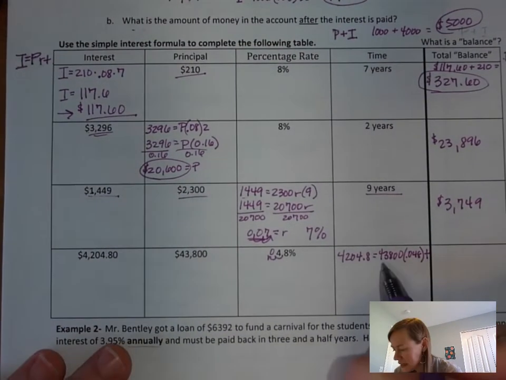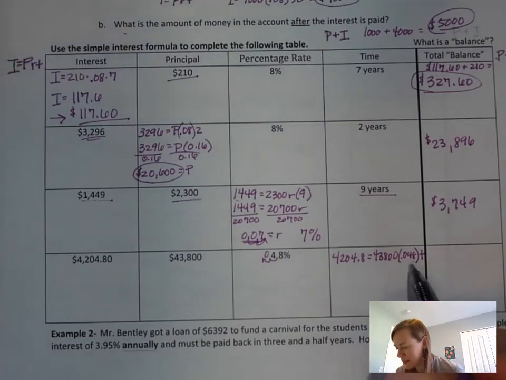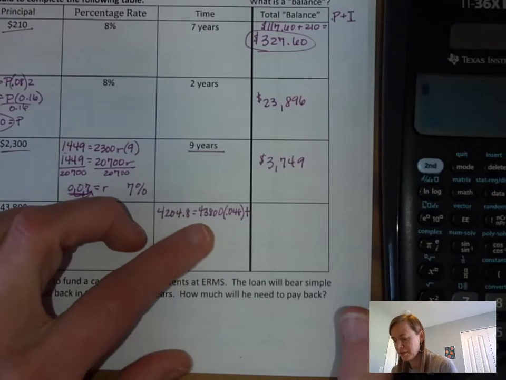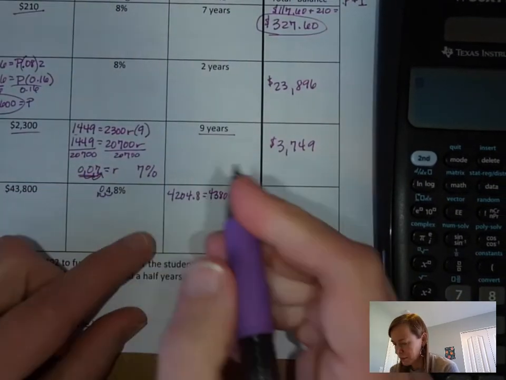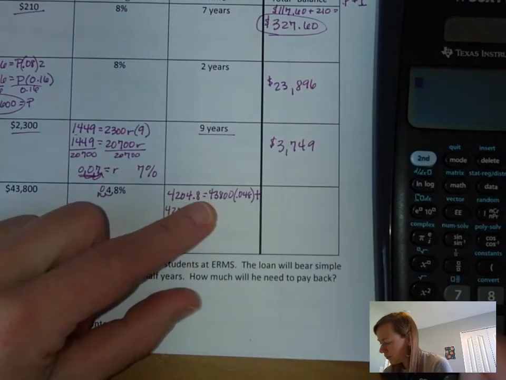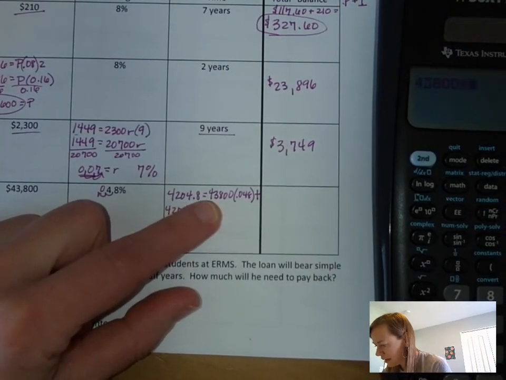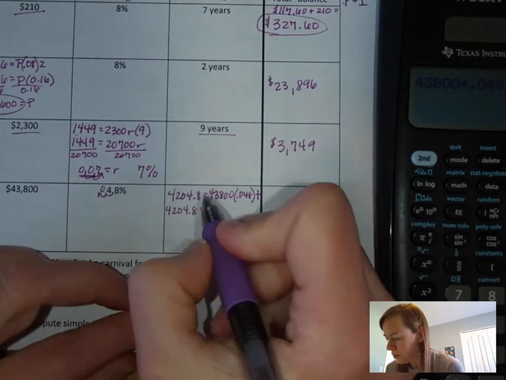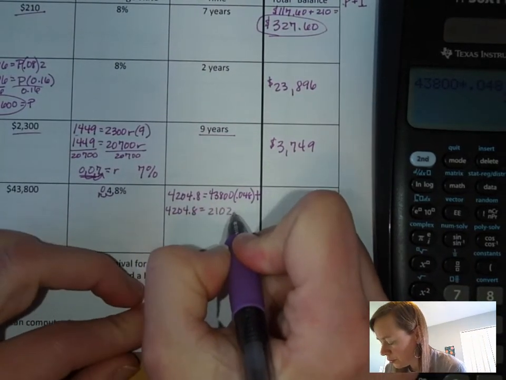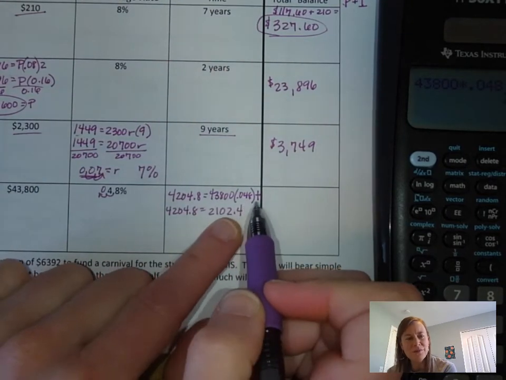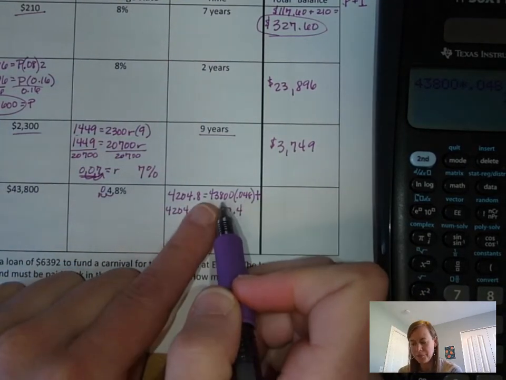A good first step would be to take these two numbers, these two constants, and solve them. So to solve those, you're just going to multiply them together. I'm going to go ahead and bring this down. 4204.8 equals, and now 43800 times 0.048, 2,102.4. So basically what we've just done is we've figured out 4.8% of the principal.